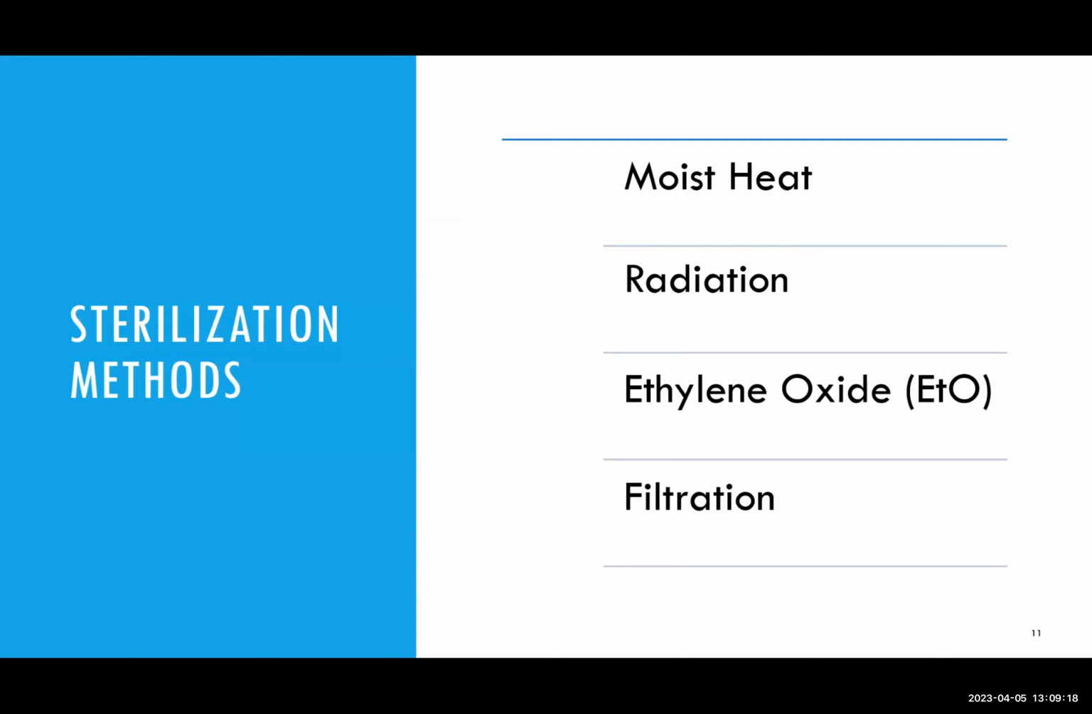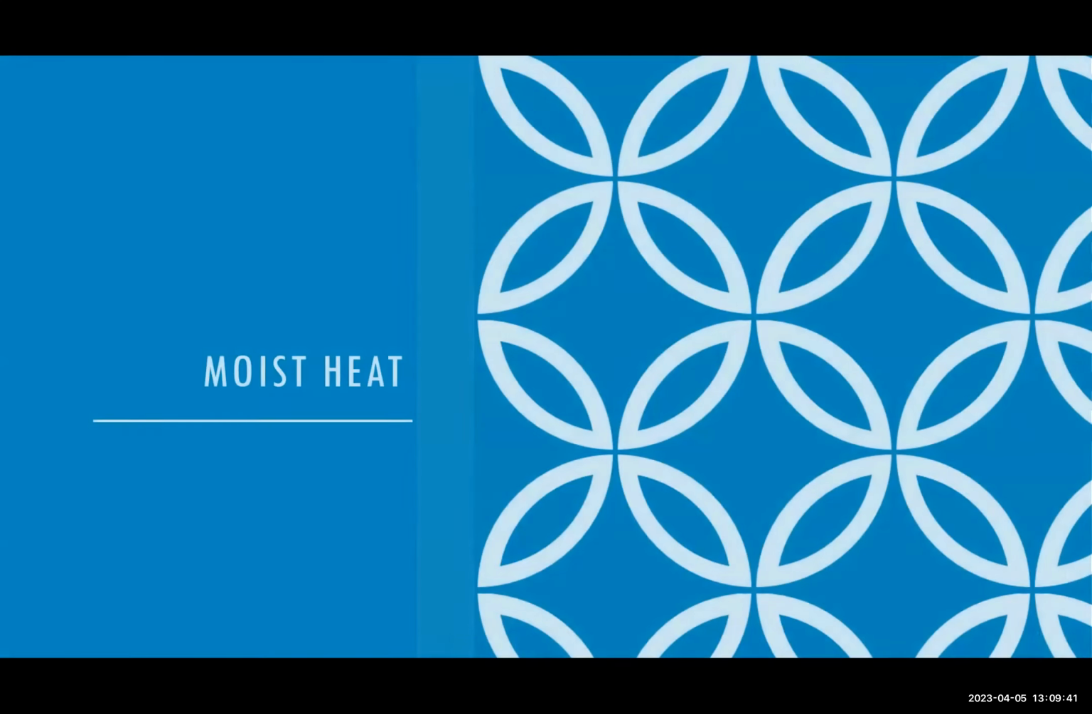So how do we sterilize? We have 4 different ways that we commonly sterilize. We use moist heat or steam. We use radiation. We can use a gas known as ethylene oxide, which we commonly refer to as ETO, or we can use filtration. And we're gonna go through each one of these in a little detail.